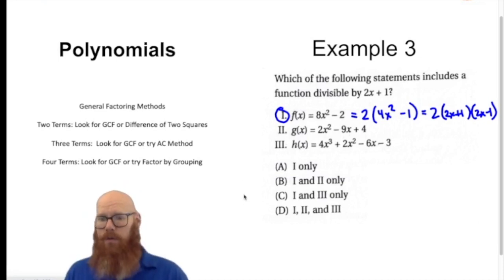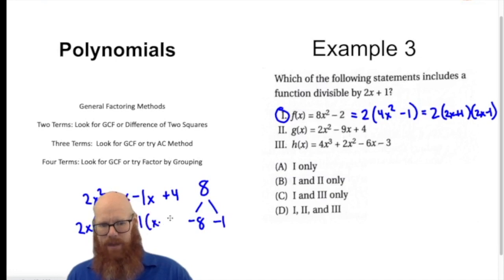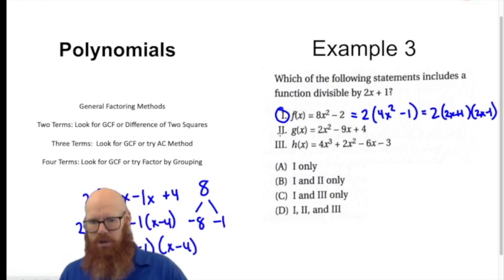Okay. So now when we check number 2, this one I'm going to factor over here. It's 3 terms, so we're going to do the AC method. So we're going to do 2 times 4 is 8. Factors of 8 to add up to -9 is -8 and -1. So I'm going to rewrite it as 2x squared minus 8x minus 1x plus 4. Take out the 2x and I get x minus 4. Take out the -1 and I get x minus 4 again. So then I get 2x minus 1 times x minus 4, and that is not divisible by 2x plus 1, so 2 is not in our answer. So I'm going to get rid of b and d.